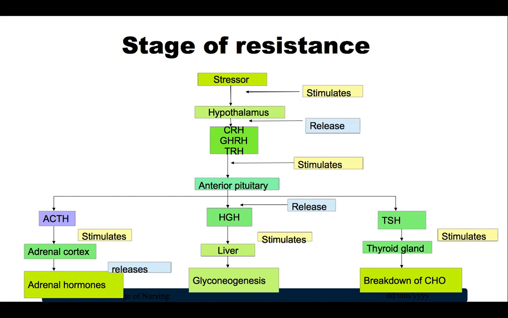So whenever there is a stressor, this stimulates the hypothalamus, causing the release of corticotropin releasing hormone, growth hormone releasing hormone, and thyrotropin releasing hormone, which further stimulate the anterior pituitary to release adrenocorticotropic hormone, human growth hormone, and thyroid stimulating hormone. The ACTH further stimulates the adrenal cortex, which causes the release of adrenal hormones such as glucocorticoids and mineralocorticoids, while the HGH stimulates the liver, which helps in supplying energy through gluconeogenesis and also by increasing the breakdown of fats, while the thyroid stimulating hormone stimulates the thyroid gland, which also helps in supplying energy through the breakdown of carbohydrates.